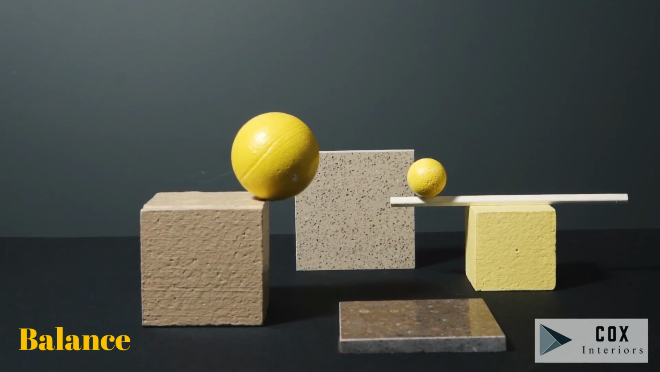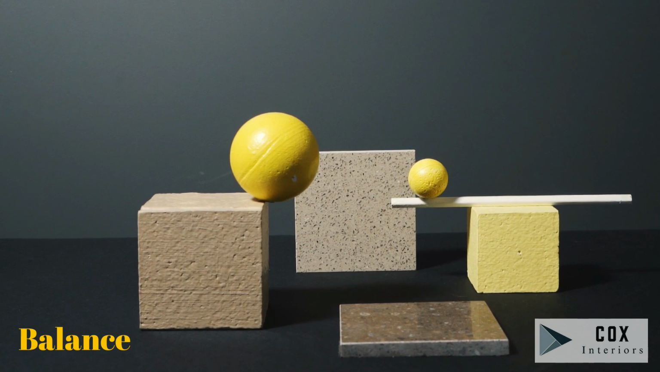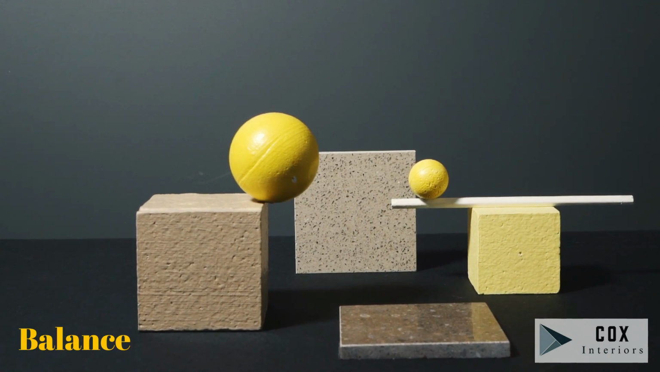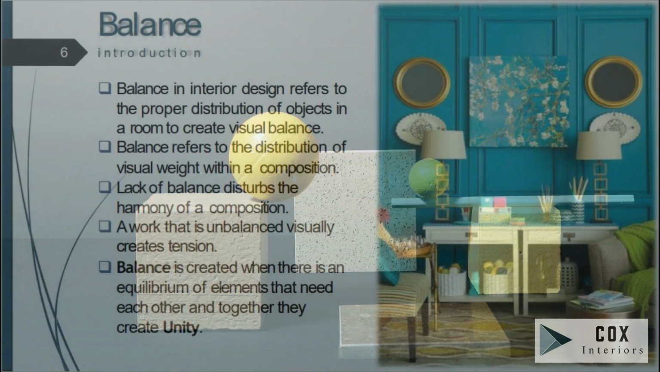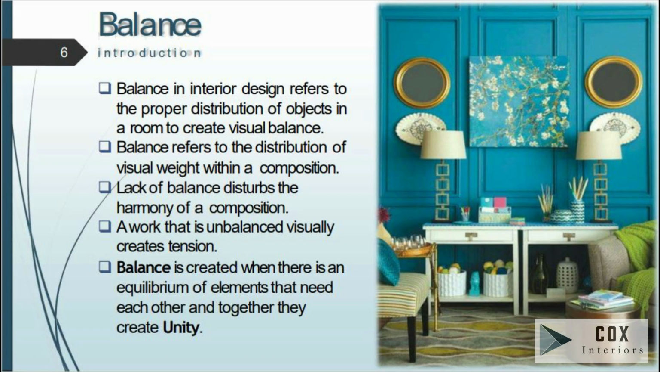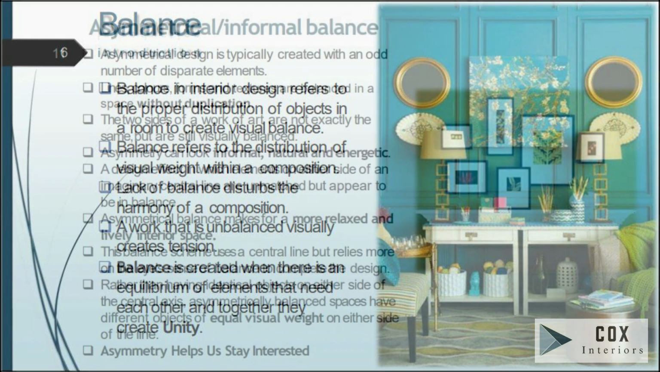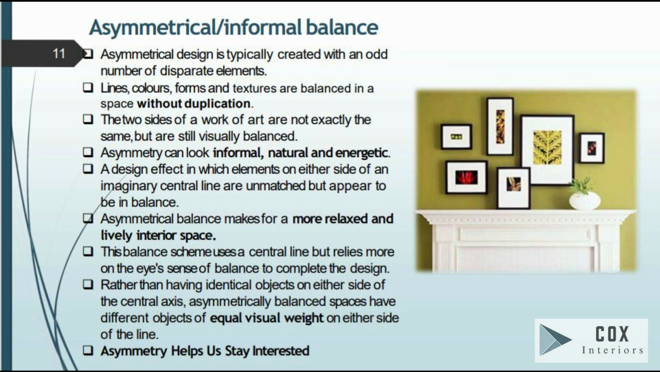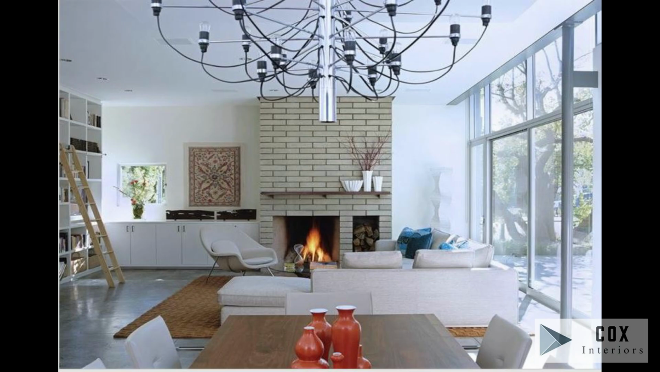Symmetrical balance involves creating a mirror image on both sides of a central axis. This can be achieved by placing identical objects or pieces of furniture on each side of the room, creating a sense of formal balance. Asymmetrical balance, on the other hand, involves creating balance through the use of different elements that have equal visual weight. This can be achieved by grouping objects of similar size and color together or by balancing a large piece of furniture with several smaller ones.